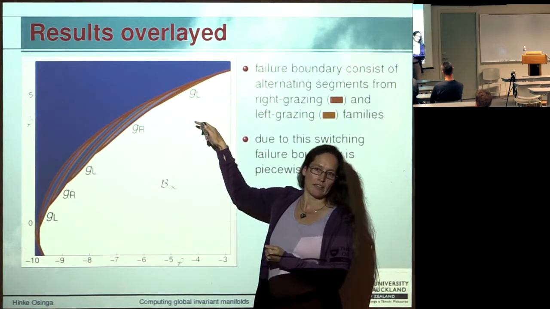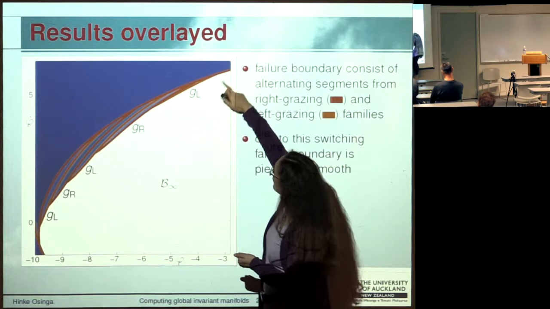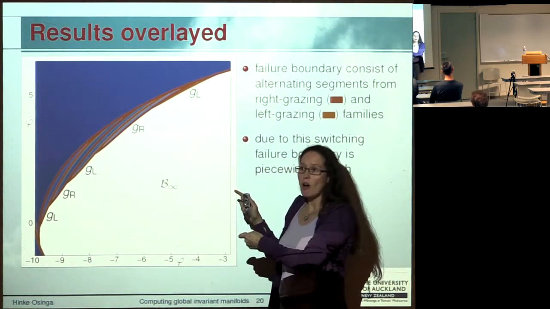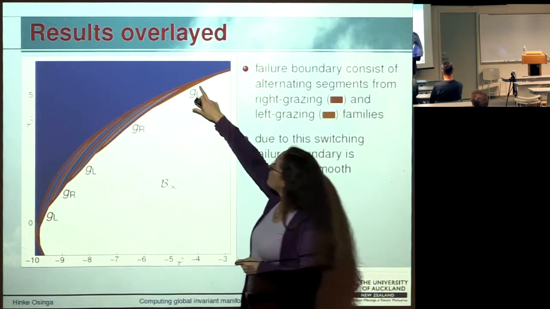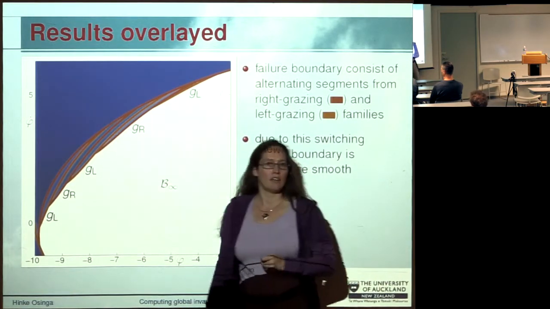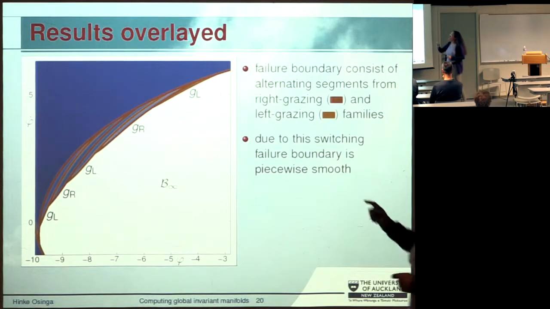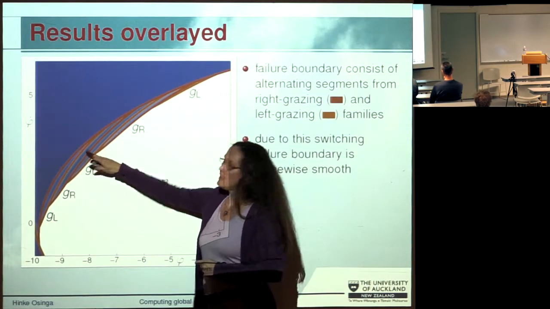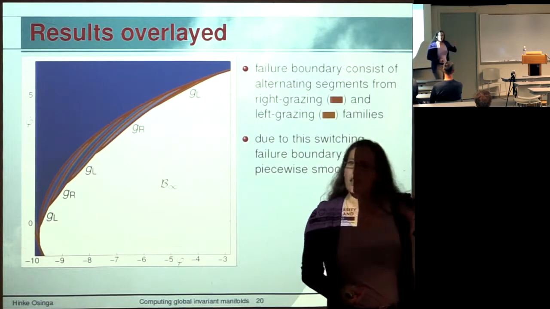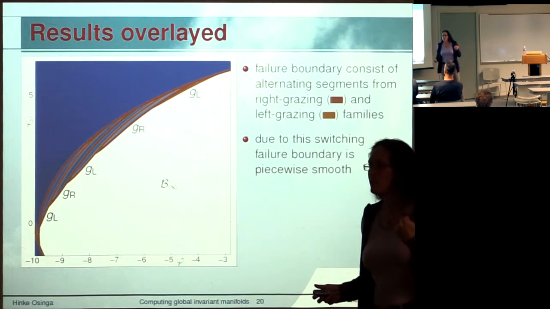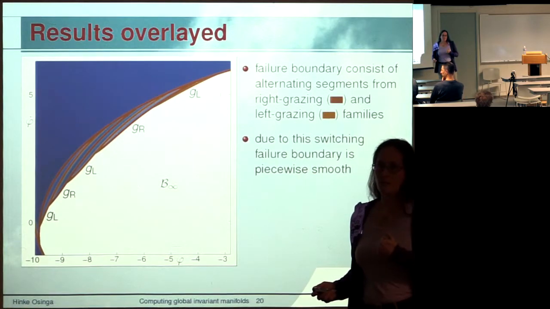I don't come back again. But I can see that my boundary from the safe regime is actually composed of segments of alternating left and right grazing orbit families. And I'm calculating them. I'm calculating a little bit extra. And these are the ones that graze and then leave. I've taken out the ones that leave and then graze. Those I can find easily.